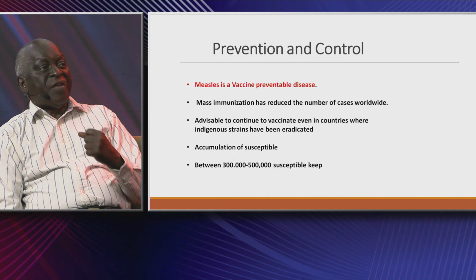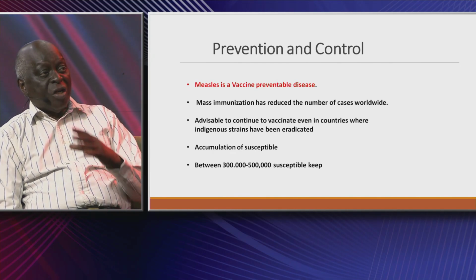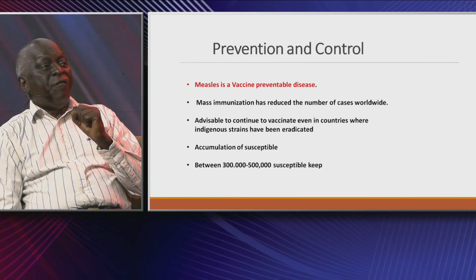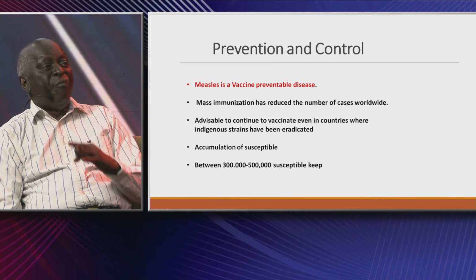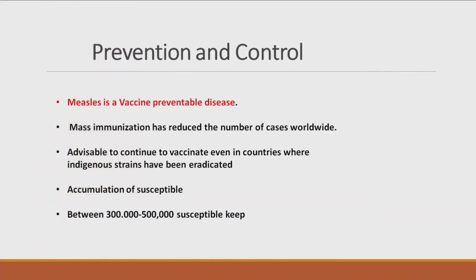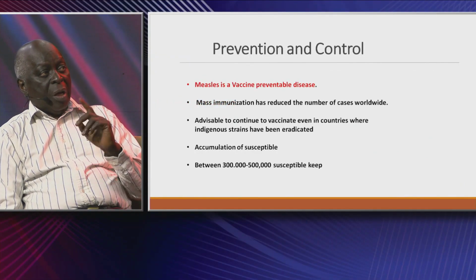Mass immunization has reduced the number of cases worldwide. It is advisable to continue vaccinating, even in countries where indigenous strains have been eradicated and it's no more circulating, because of the accumulation of the susceptible. I told us at the beginning, between 300,000 to 500,000 susceptible people will keep the virus in circulation. We keep the whole of that country susceptible to the disease.